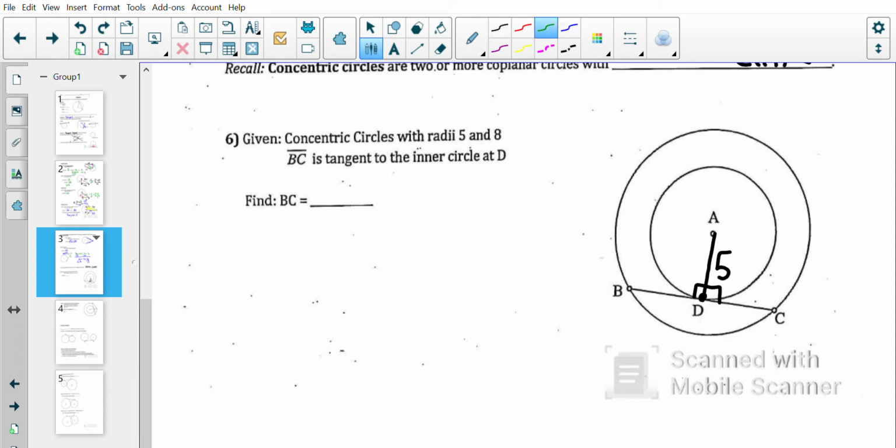My whole goal here is to make right triangles. So I can draw 8 a whole bunch of places. I could draw 8 there, but that's not going to help me.